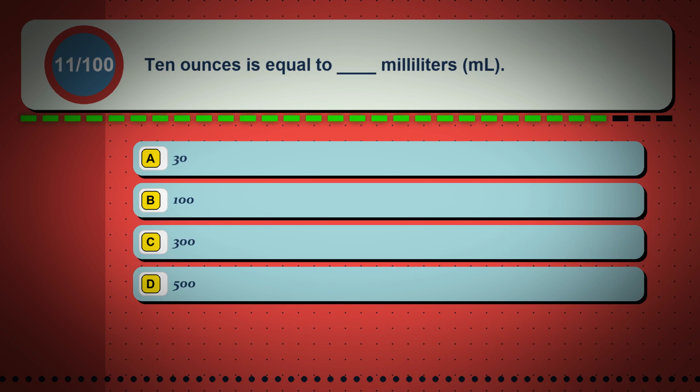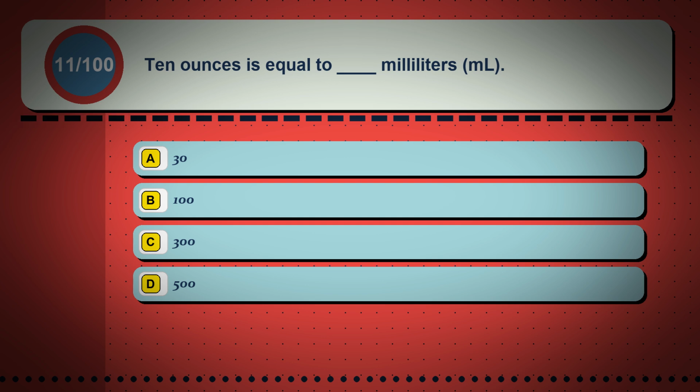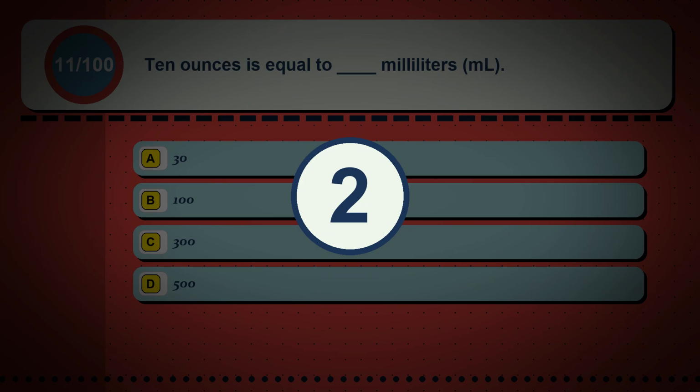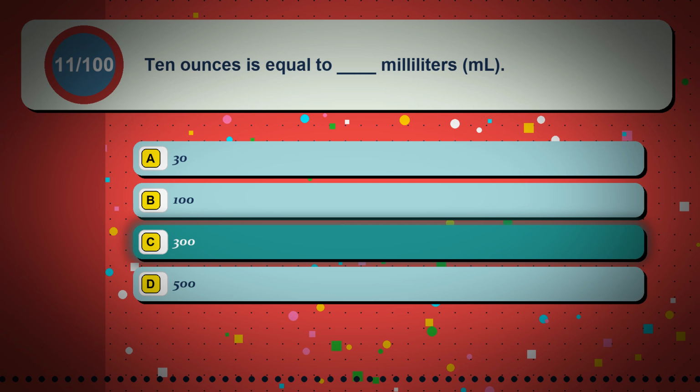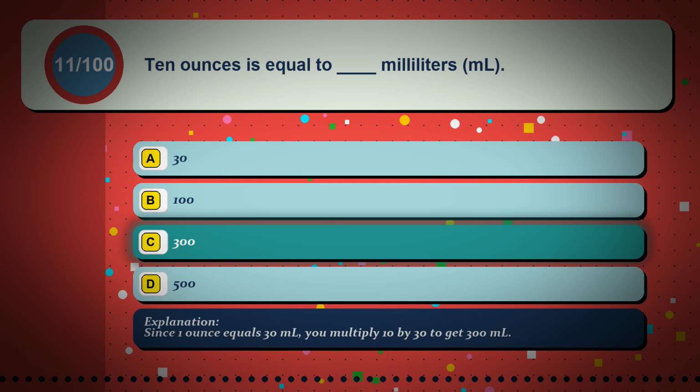Question 11. 10 ounces is equal to blank milliliters, ml. Option A. 30. Option B. 100. Option C. 300. Option D. 500. The correct answer is option C. 300. Since 1 ounce equals 30 ml, you multiply 10 by 30 to get 300 ml.